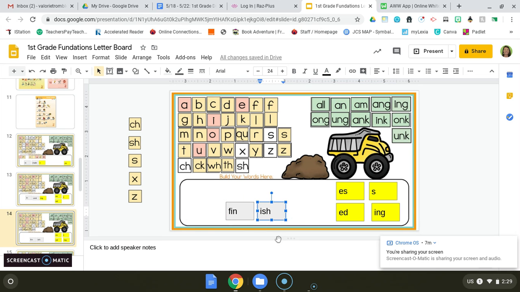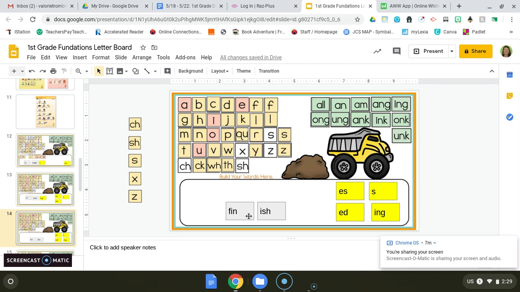Fin. Second syllable, ish. And when I put it all together, it becomes finish. Finish. This word ends with my SH sound. Remember, my SH sound is going to need ES at the end.